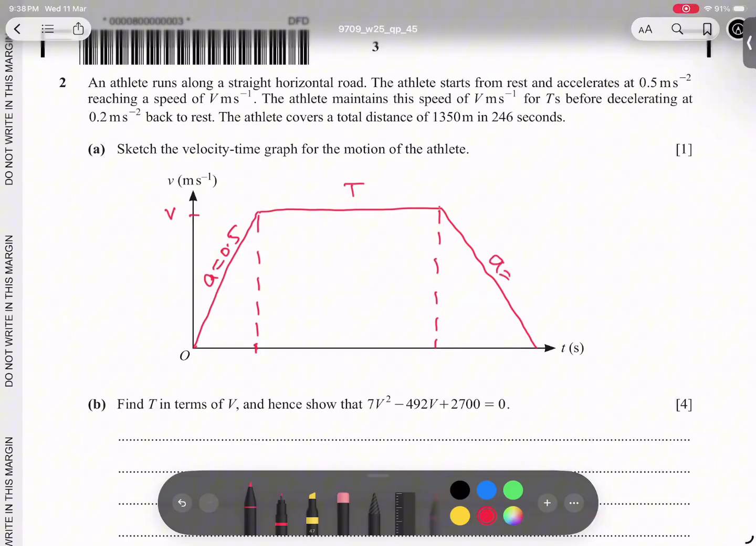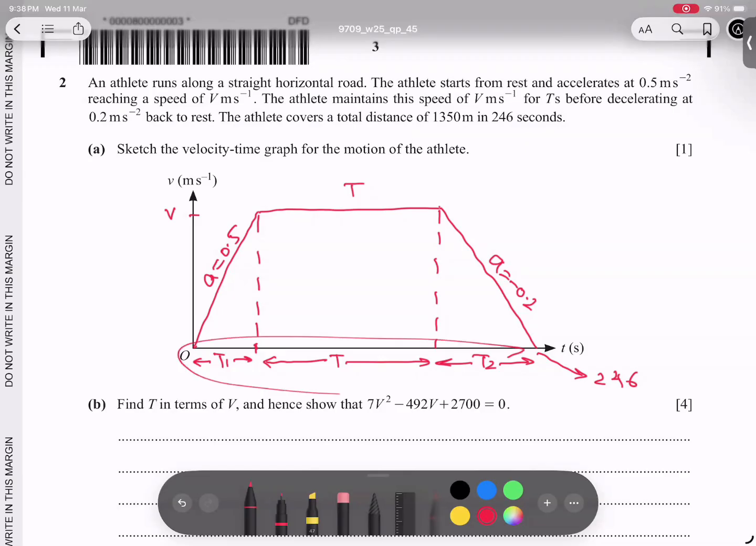A is equal to negative 0.2. And this time t is very clear. Let me check from here to here t, and I count this as t1, and I take this as t2. He mentioned that the total covered distance is 1350. It means the area of the full trapezium is 1350, and the total time is 246. So this point is 246. I can say that T1 plus T plus T2, all time adding, is 246.